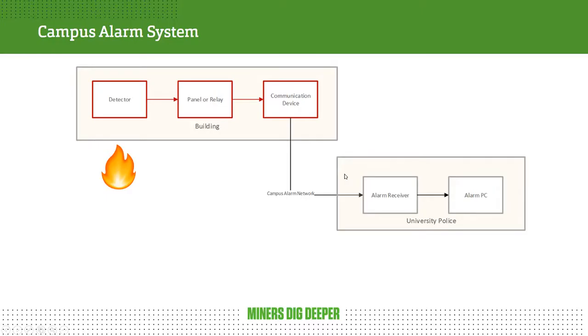By this time, you have already watched the basic overview and also Part 1, which talks about these parts here, the detector, the panel, the communication device. So we're going to take it from this point. When a detector detects a condition, it relays it to the panel or the relay. It sends that information to the communication device. The communication device then sends it to the campus alarm network, which is our first subject.